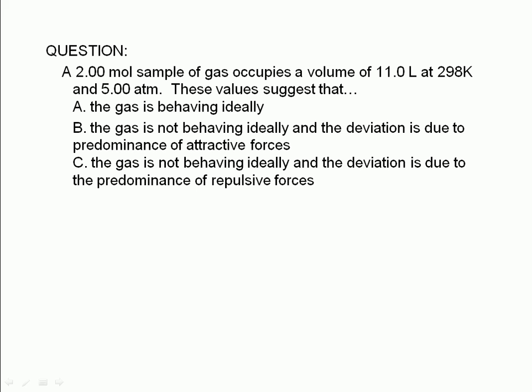A quick way to figure out the answer to this question is to calculate the compression factor. The value of the compression factor tells us if the gas is behaving ideally and, if not, the reason why it is deviating from ideal behavior. The compression factor, often represented by the letter Z, is simply calculated as PV divided by nRT.